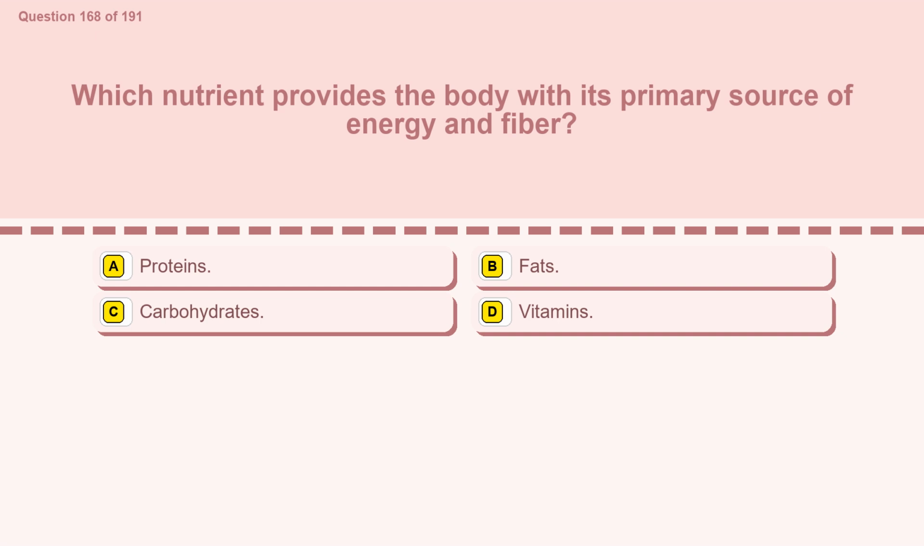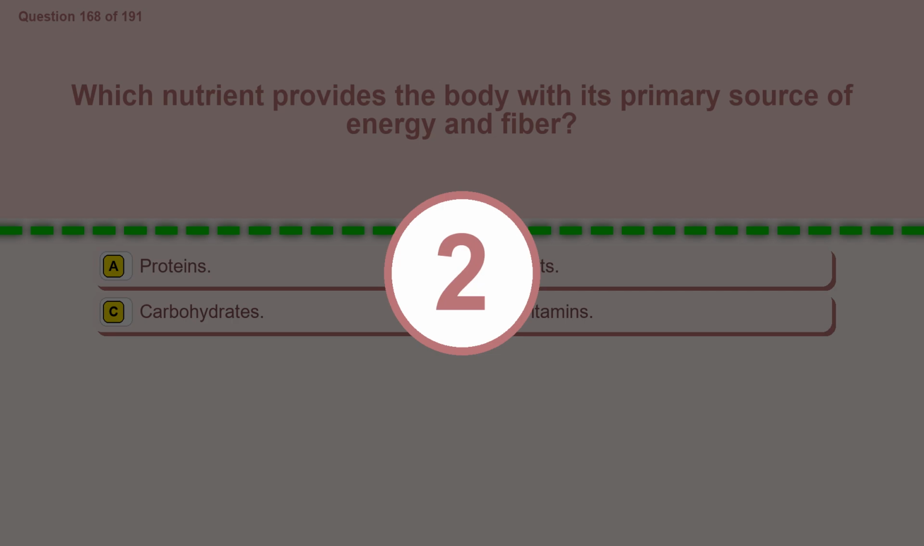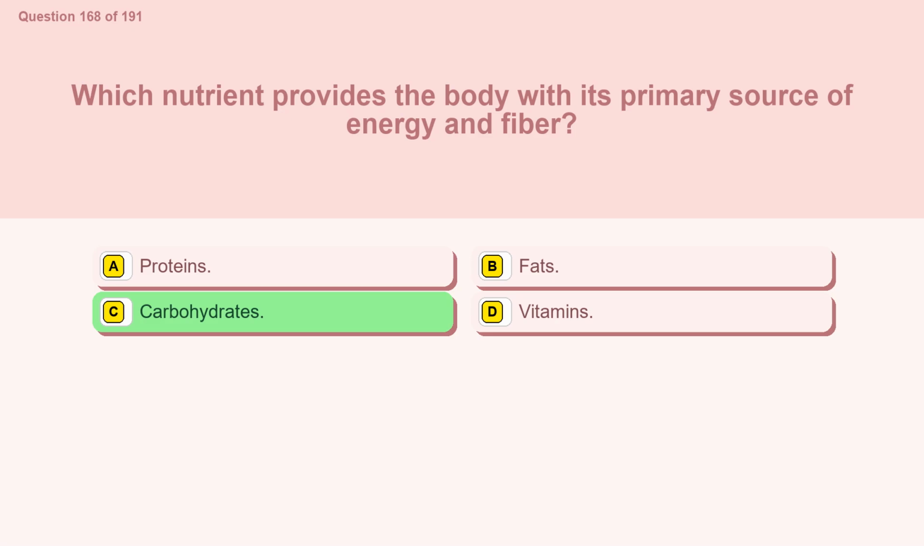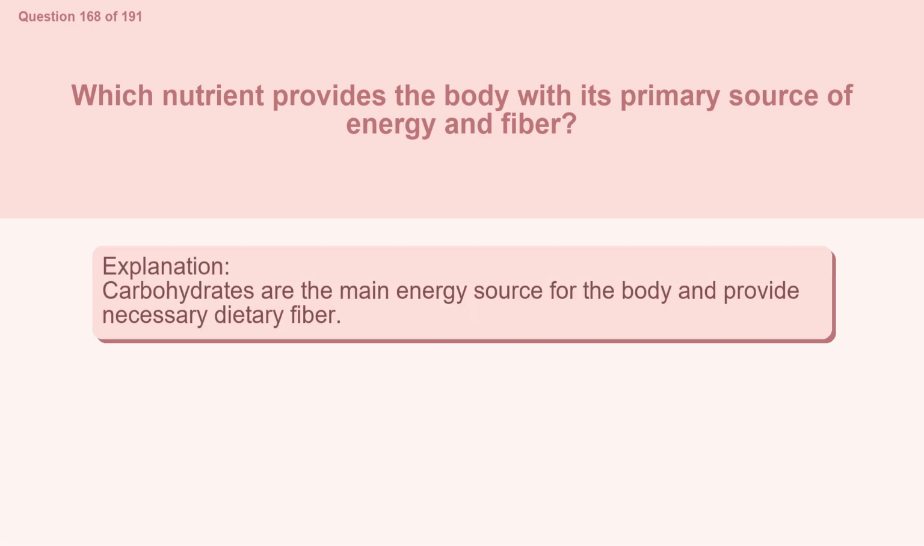Question 168. Which nutrient provides the body with its primary source of energy and fiber? Option A, proteins. Option B, fats. Option C, carbohydrates. Option D, vitamins. The correct answer is option C, carbohydrates. Carbohydrates are the main energy source for the body and provide necessary dietary fiber.